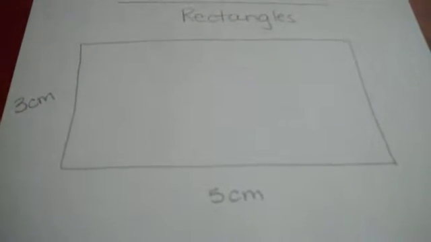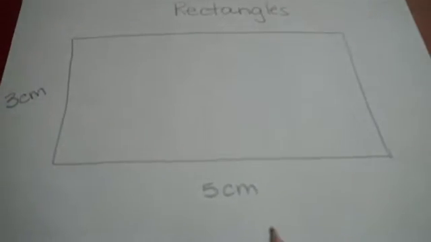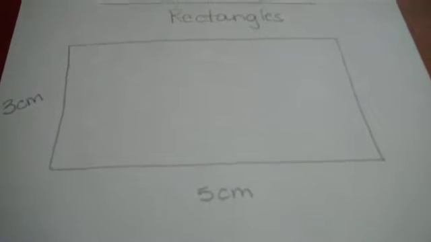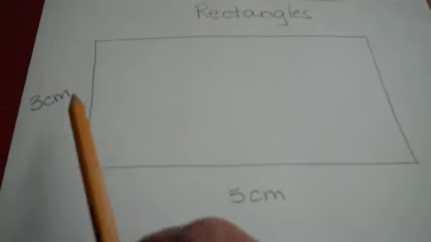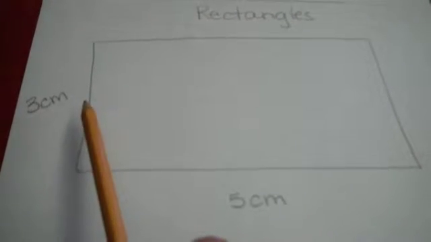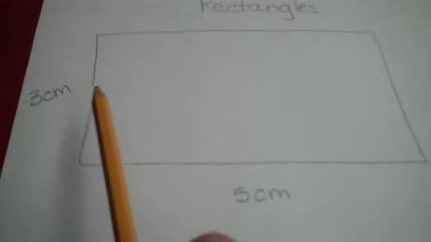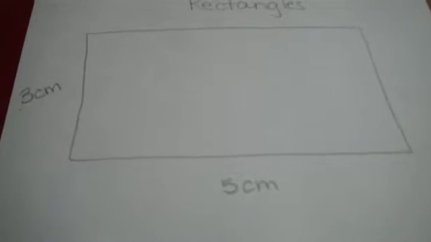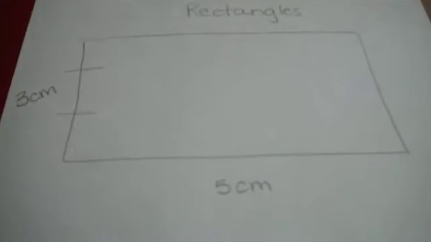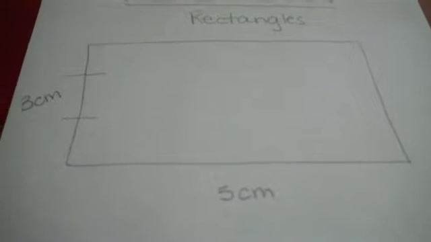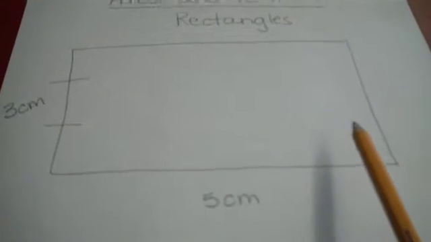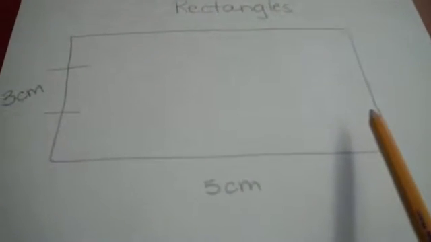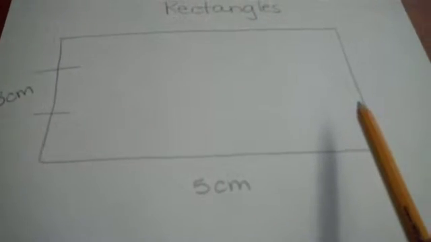The first thing I'm going to do is find the perimeter of my rectangle. In order to find the perimeter of a rectangle, I am going to divide my side that's 3 centimeters long into 3 pieces, and I'm going to do this by drawing 2 lines on that side. Here are my 2 lines. Now, since I've drawn 2 lines over here, I'm also going to draw 2 lines over here to show that it's also 3 centimeters long.